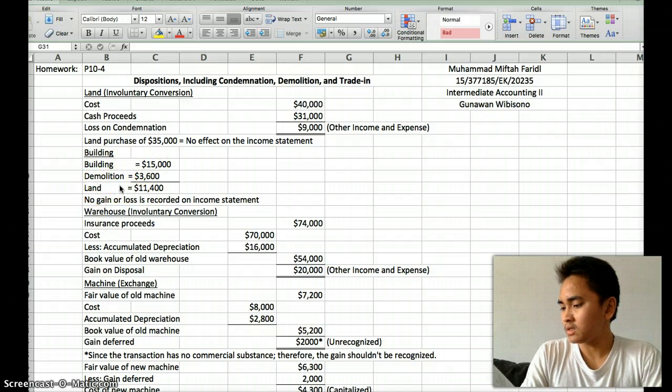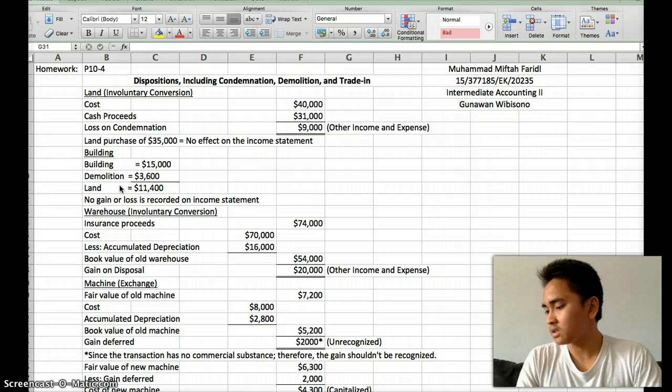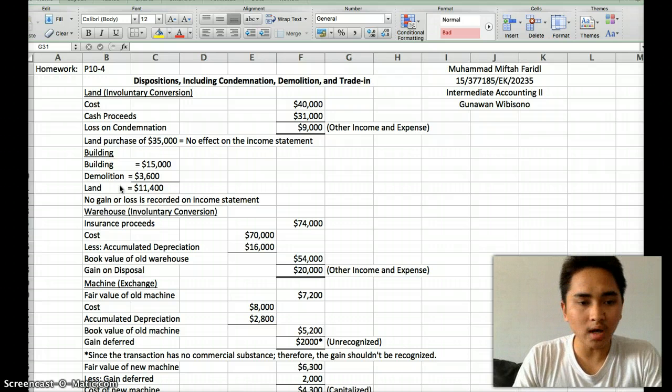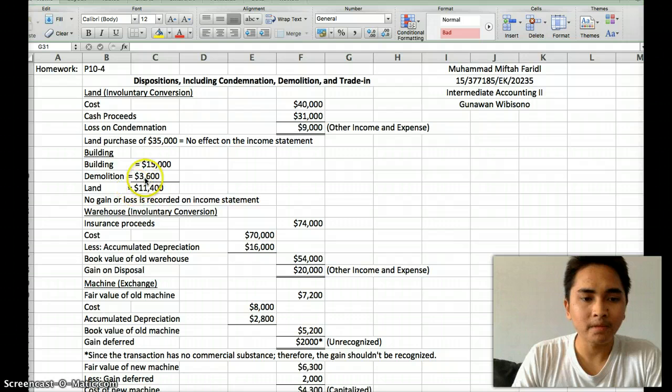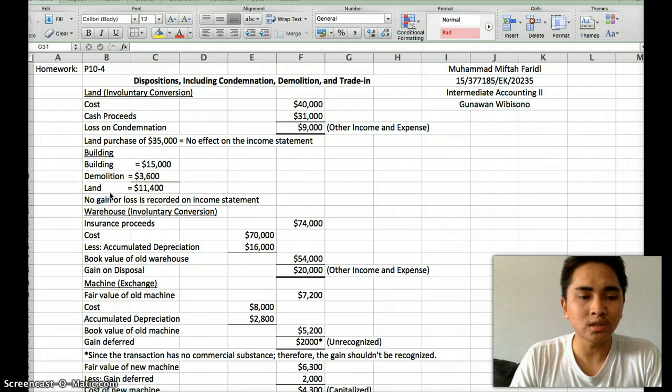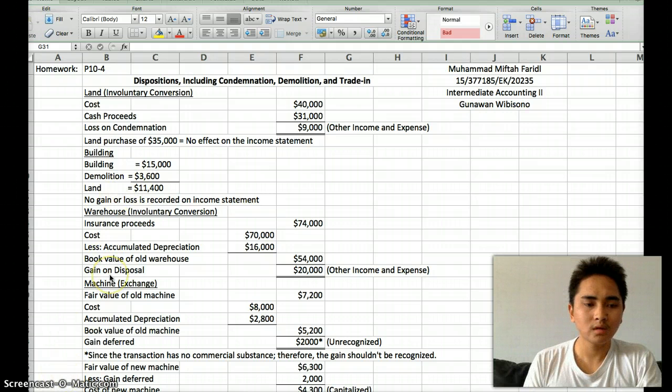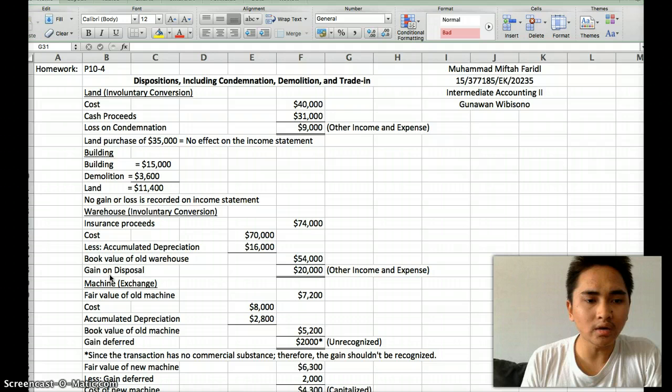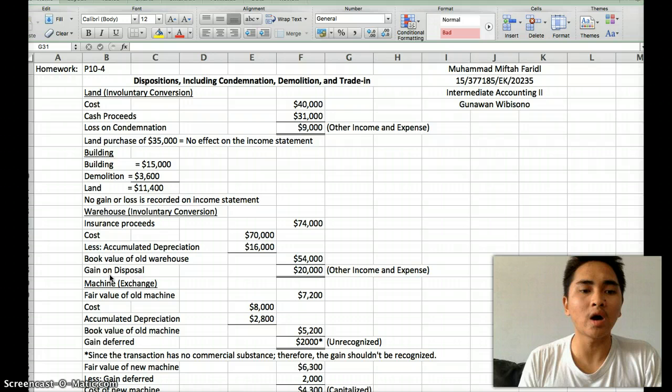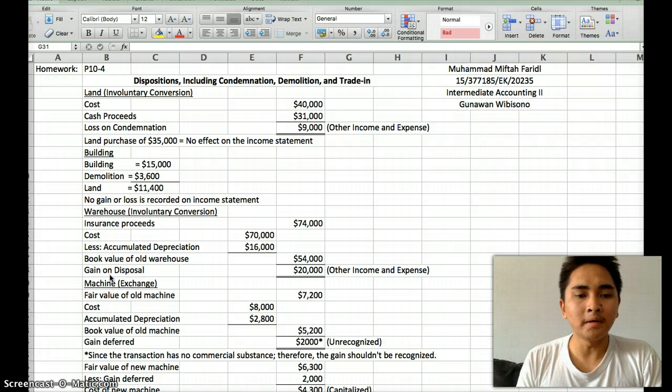And it says the demolition cost would be 3,600. So I deduct the building and demolition, then I get land. Since there is no gain or loss recognized within this transaction, that means when I subtract building and demolition, it goes to the land account instead of the income statement.